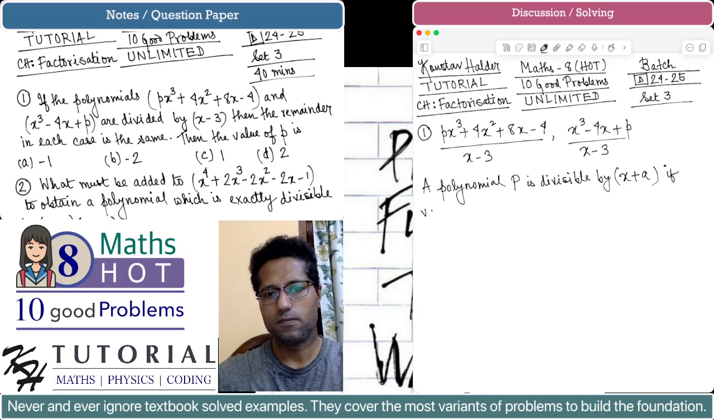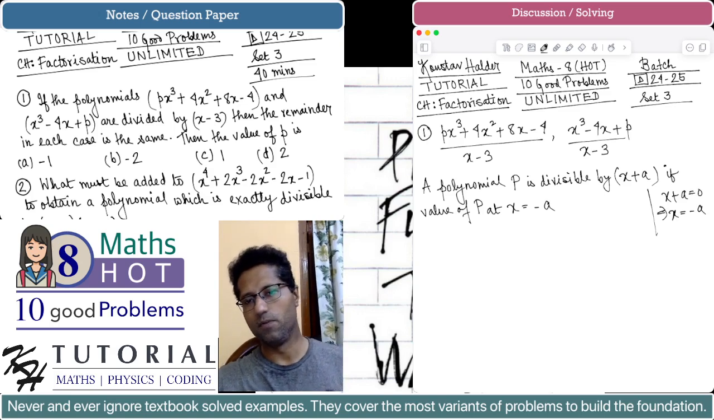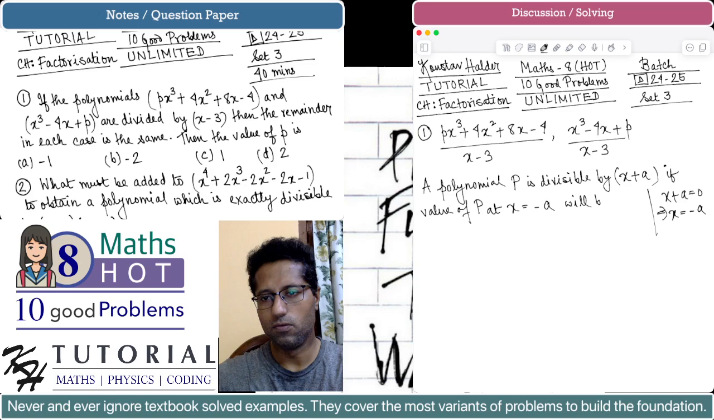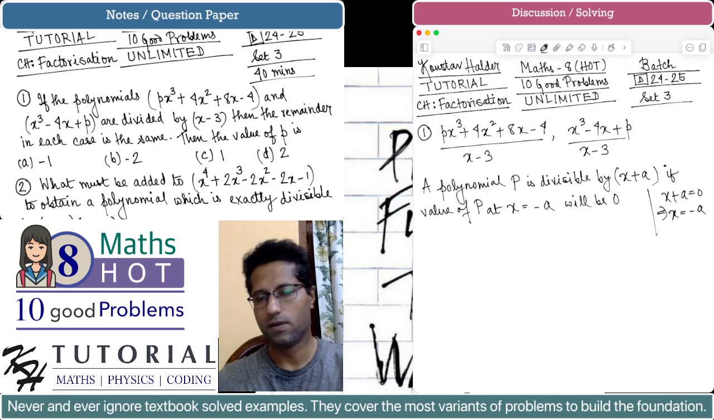if the value of p at x equals minus a is zero. Why minus a? Because whatever this x plus a is, you have to solve x plus a equals 0, and whatever value you get for x will be minus a. If you compute the value of the polynomial p at x equals minus a, then the value will be 0. This implies that x plus a will be a factor of the polynomial p.